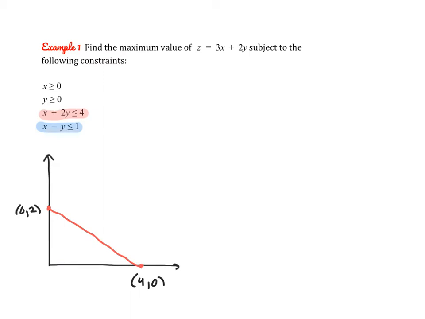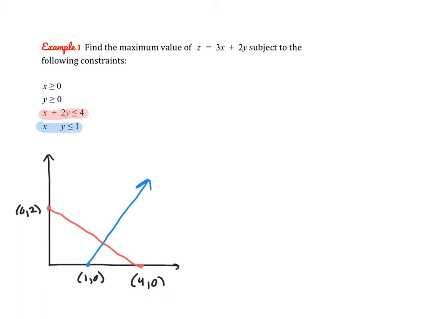Then for our blue function, if y is 0, x is 1. And you can see that our y-intercept would actually be -1. So we actually have a graph. If you put it into slope-intercept form, you have y is greater than x minus 1. So it has a positive slope, so you get a graph that looks something like this. And like I said, it doesn't need to be accurate. All you need to know is that it has a positive slope.